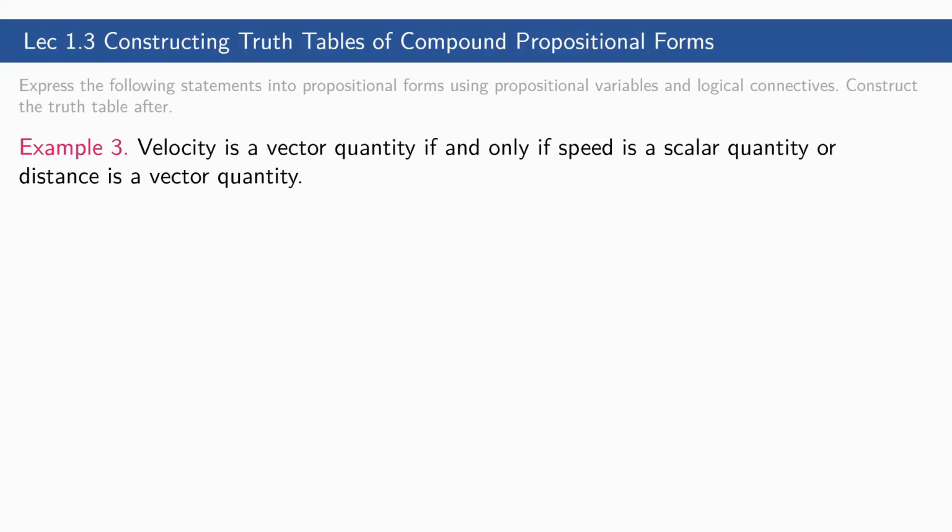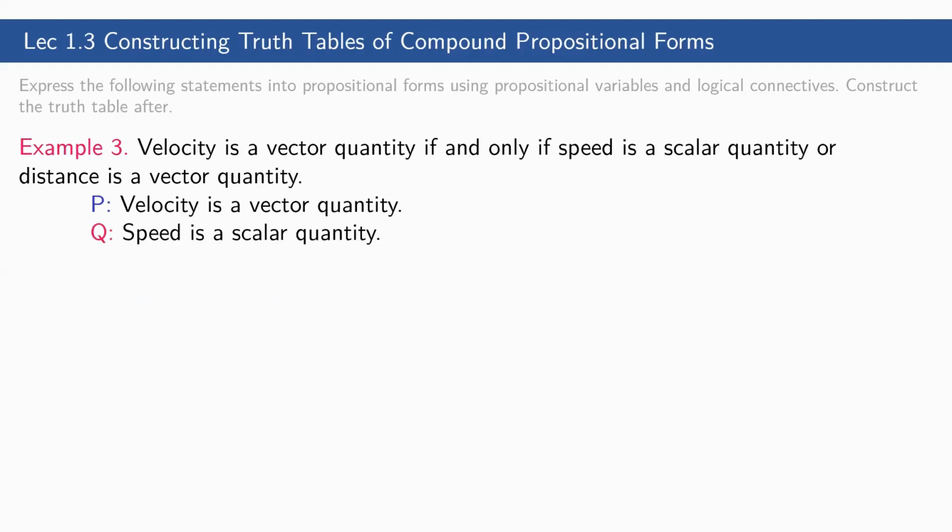Example 3. Velocity is a vector quantity if and only if speed is a scalar quantity or distance is a vector quantity. We see the keywords here, if and only if, and then the or. Now, P, velocity is a vector quantity. Q, speed is a scalar quantity. And we have R, distance is a vector quantity. The structure of our statement will be P, if and only if, Q, or R.